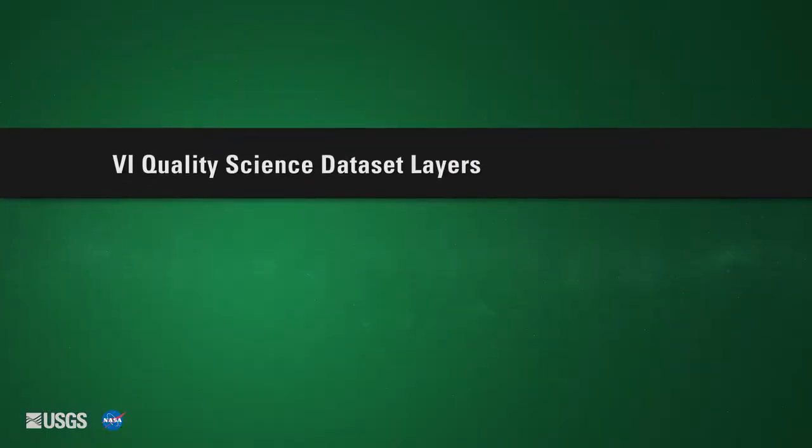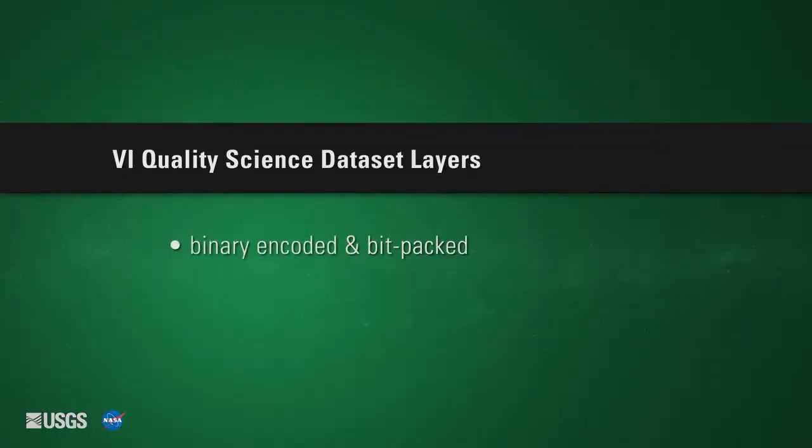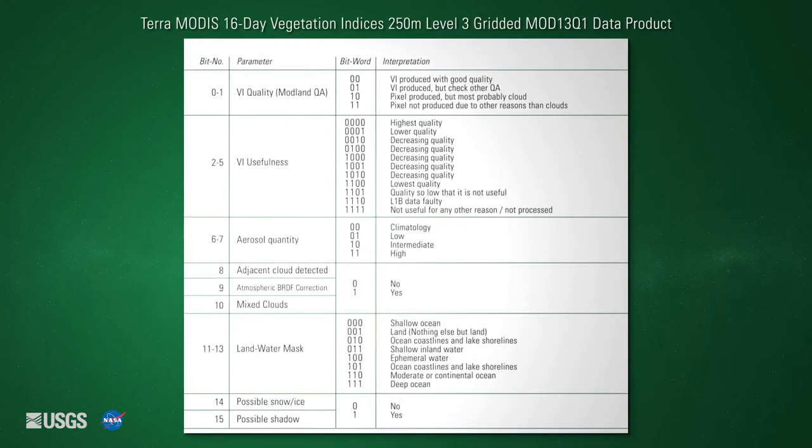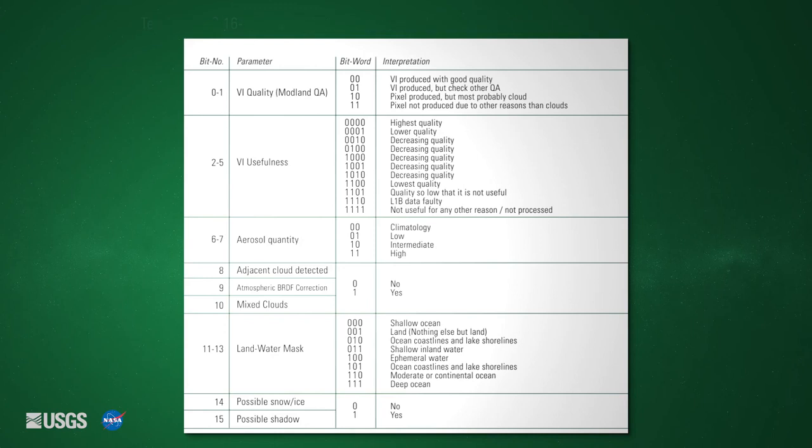The VI quality science dataset layers are binary encoded and bit-packed, meaning each pixel in the QA layer contains an integer value that must be converted to a bit binary value for interpretation. The bit string interprets various parameters as shown by this chart. Here's an example of how to break down a bit binary value using the Terra MODIS 16-day Vegetation Indices 250 meter level 3 gridded MOD13Q1 data product.